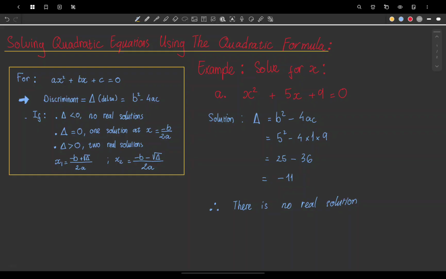So when you are given one of these questions where you immediately find that the discriminant is less than 0, you can just jump right to the conclusion saying there's no real solution, and then your job is done. Okay, let's have a look at another example.